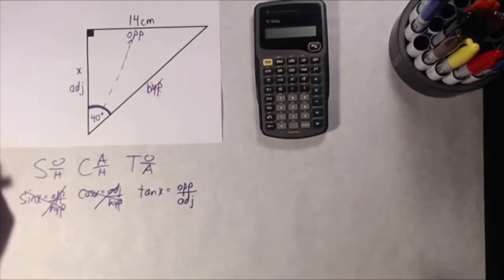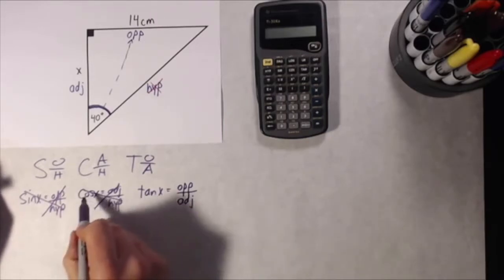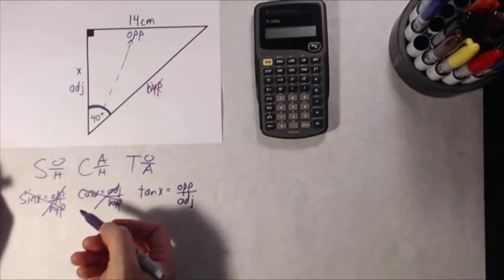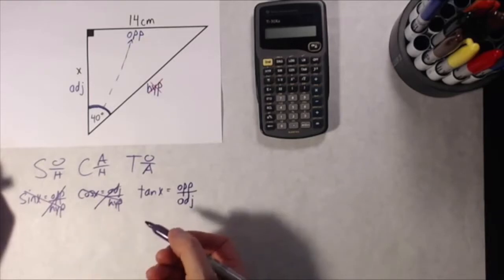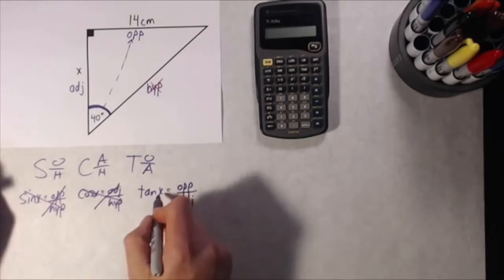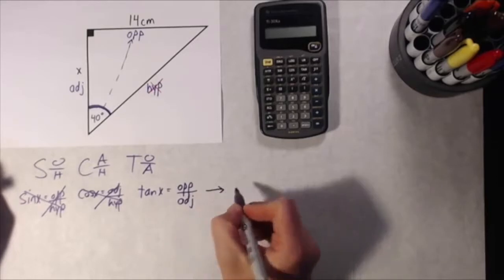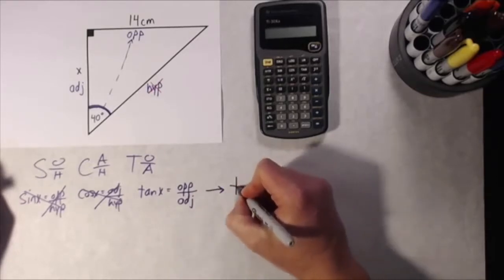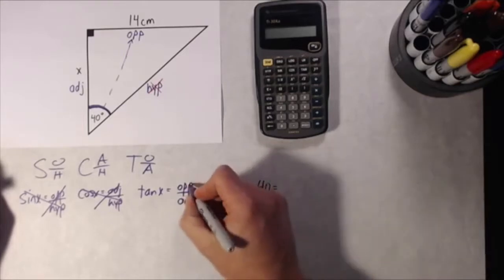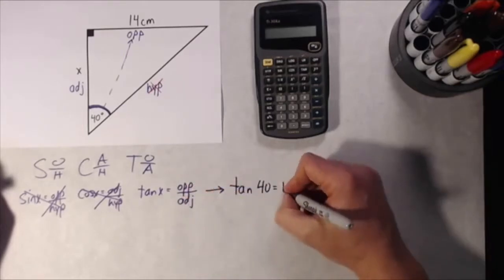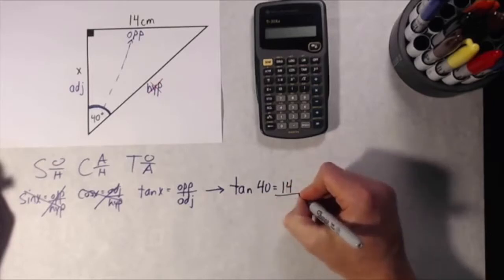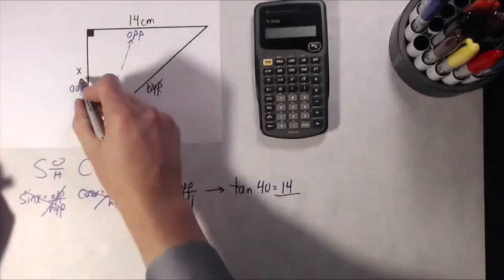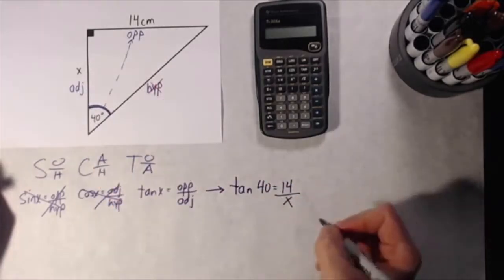So here when I'm using this formula, what I've got to remember is that the question gave me some information. Beside my tan, cos, or sin, depending on which formula I'm using, I always fill in the angle that I'm working with instead of x. So this formula becomes tan 40 equals opposite divided by adjacent. Opposite's a given measurement, it's 14. And of course adjacent is what I was looking for. I'm going to leave that as x.